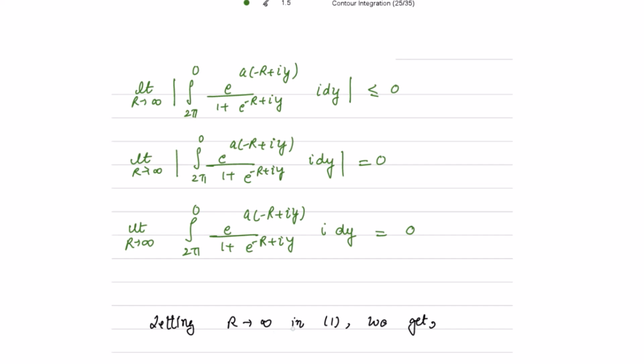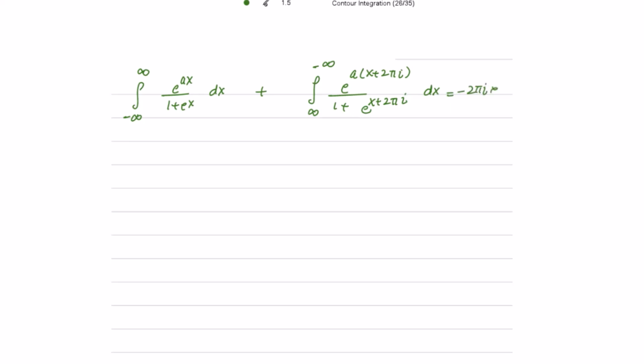Now letting r tends to infinity in 1, we get, minus r to r will change to minus infinity to infinity, e to the power ax over 1 plus e to the power x dx, plus, then plus infinity to negative infinity, e to the power a x plus 2 pi iota over 1 plus e to the power x plus 2 pi iota dx. This is equal to minus 2 pi iota e to the power a pi iota.